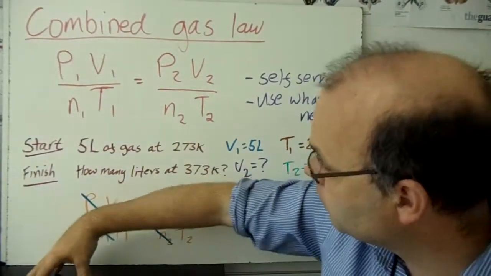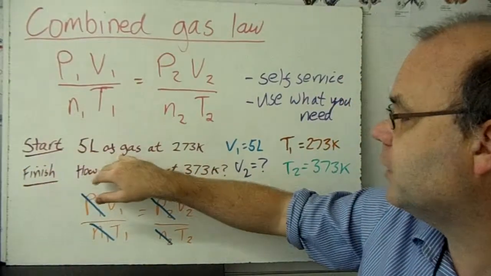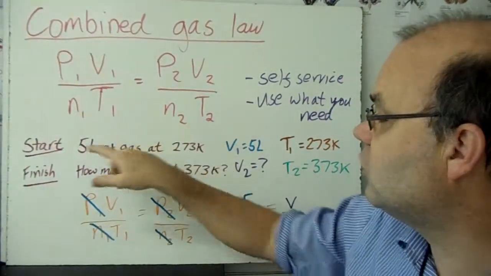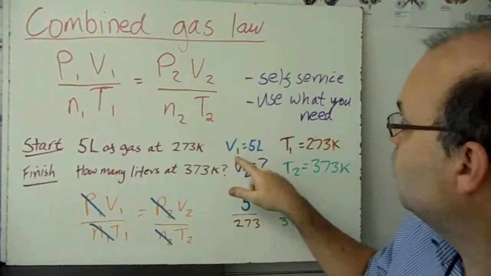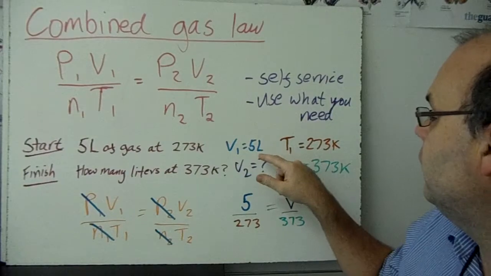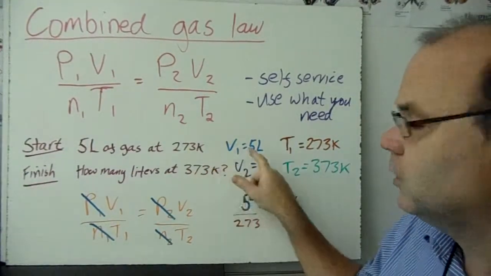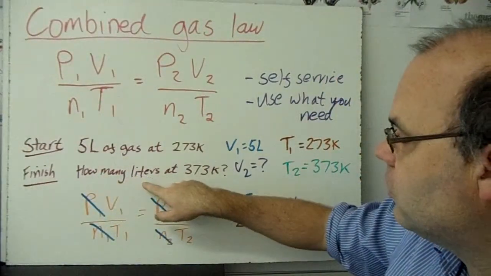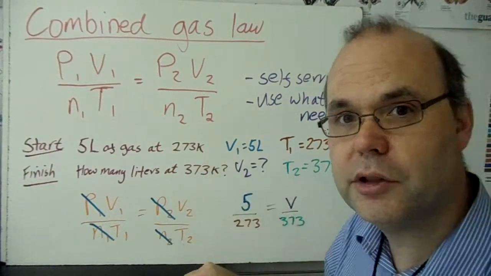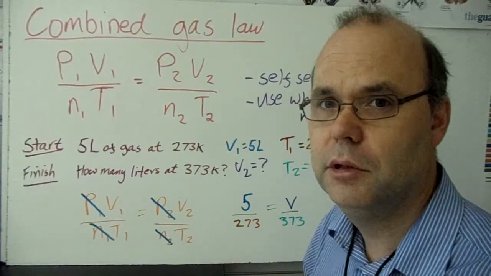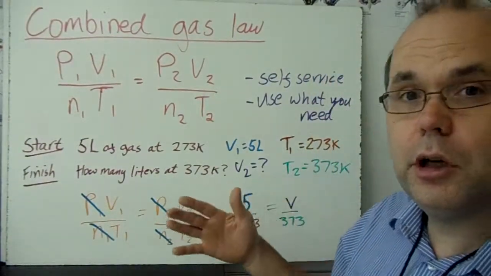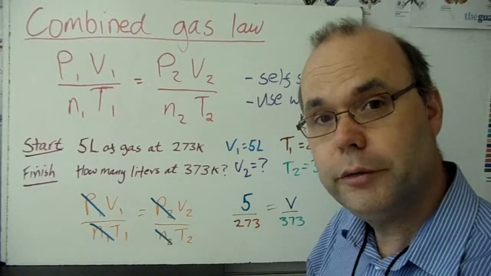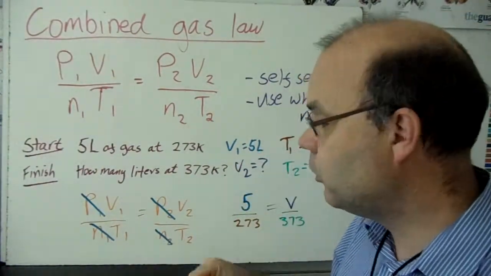So here's an example. At the start, we've got 5 liters of gas at 273 Kelvin. So we know at the start, that's the ones. V1 is 5 liters and T1 is 273 Kelvin. That changes, because the question is how many liters will it take up at 373 Kelvin. So we've heated it up, it's hotter now. So this is the 2s, the finish. V2, we don't know, that's the question. T2 is 373.